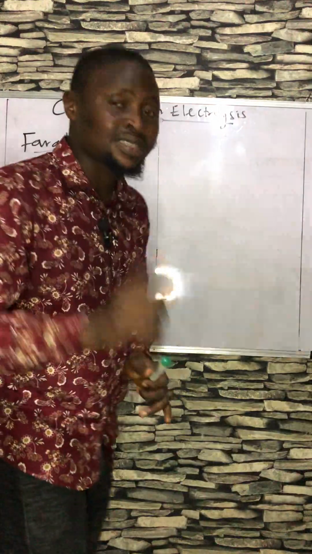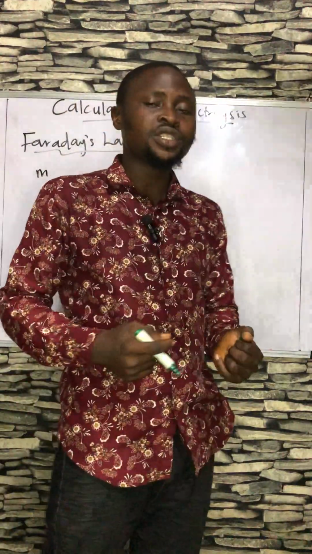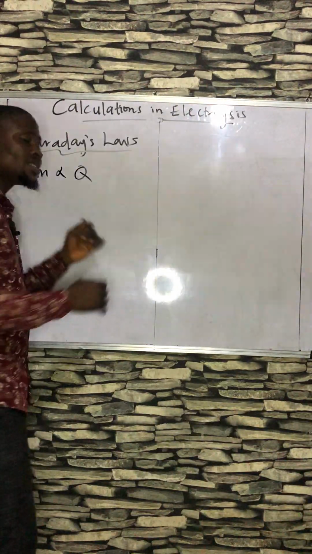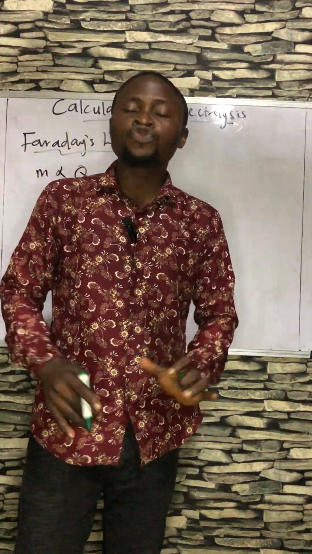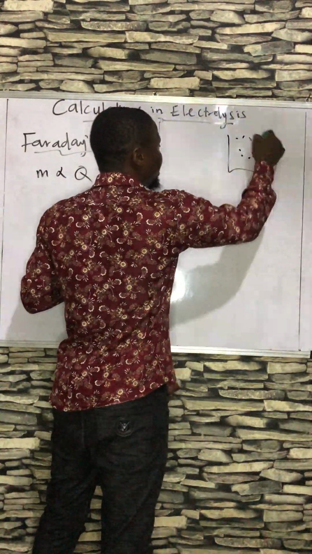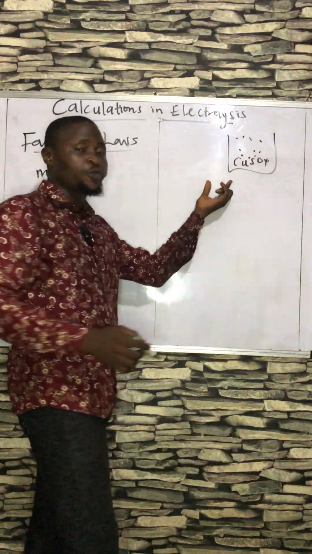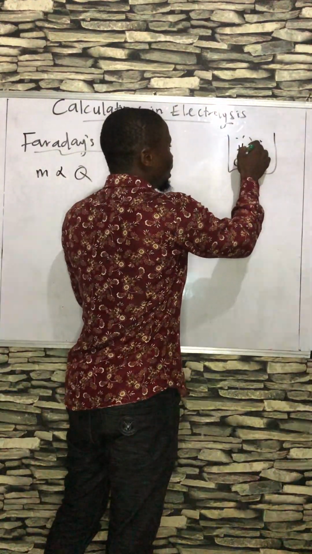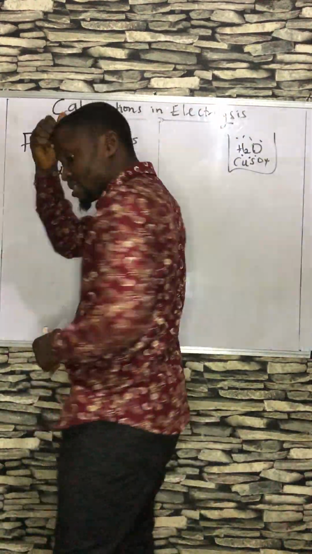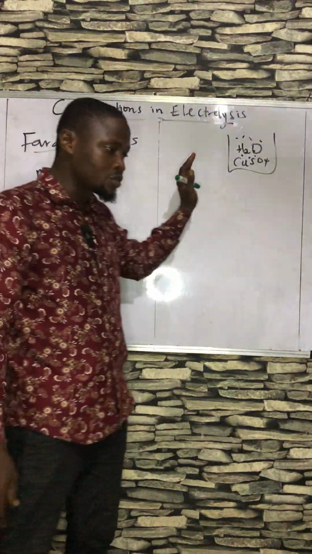So Faraday's first law states that the mass of the substance discharged during electrolysis is directly proportional to the quantity of electricity passing through the electrolyte. For instance, if this is an electrolytic cell, you have copper sulfate, Cu2+ and SO4 2-, and of course, our electrolyte has to be in molten form or in aqueous state. If it is in aqueous state, you've got to have your water. Do we understand?